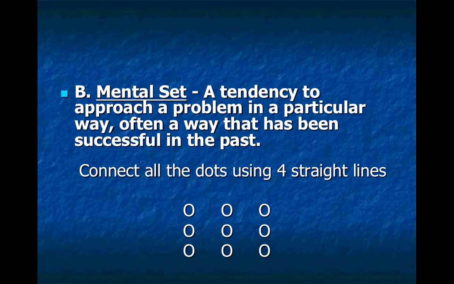Another example of fixation is what's called a mental set. This is a tendency to approach a problem in a particular way, which is often a way that has been successful in the past. So if I were to say, hey, connect all the dots you see here using 4 straight lines, the lines can intersect, but you can't lift up your pencil, and all dots must have a line run through it. If you started doing this activity and struggled and were very frustrated, you might be suffering from a mental set because you tried a strategy that worked for you in the past and it didn't work, and then you gave up.